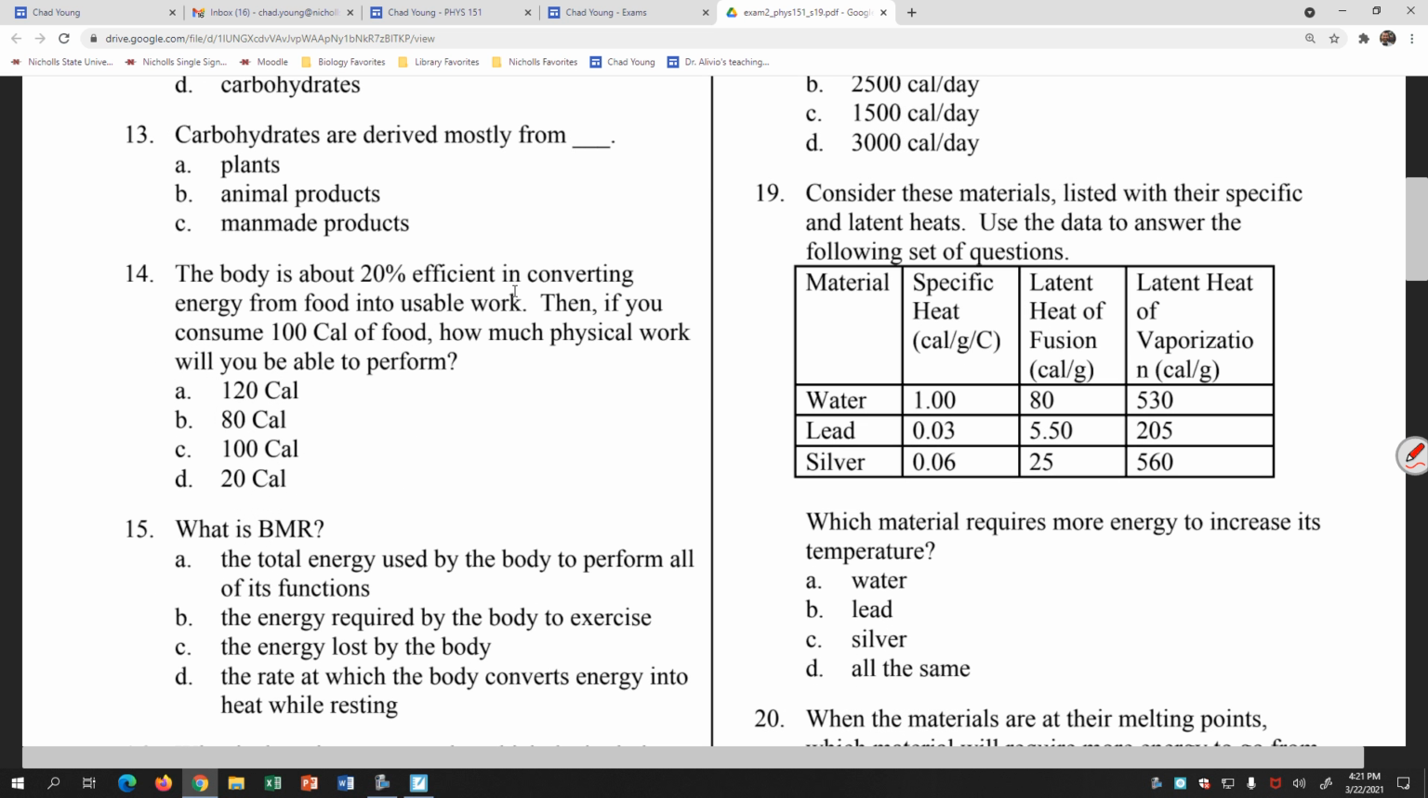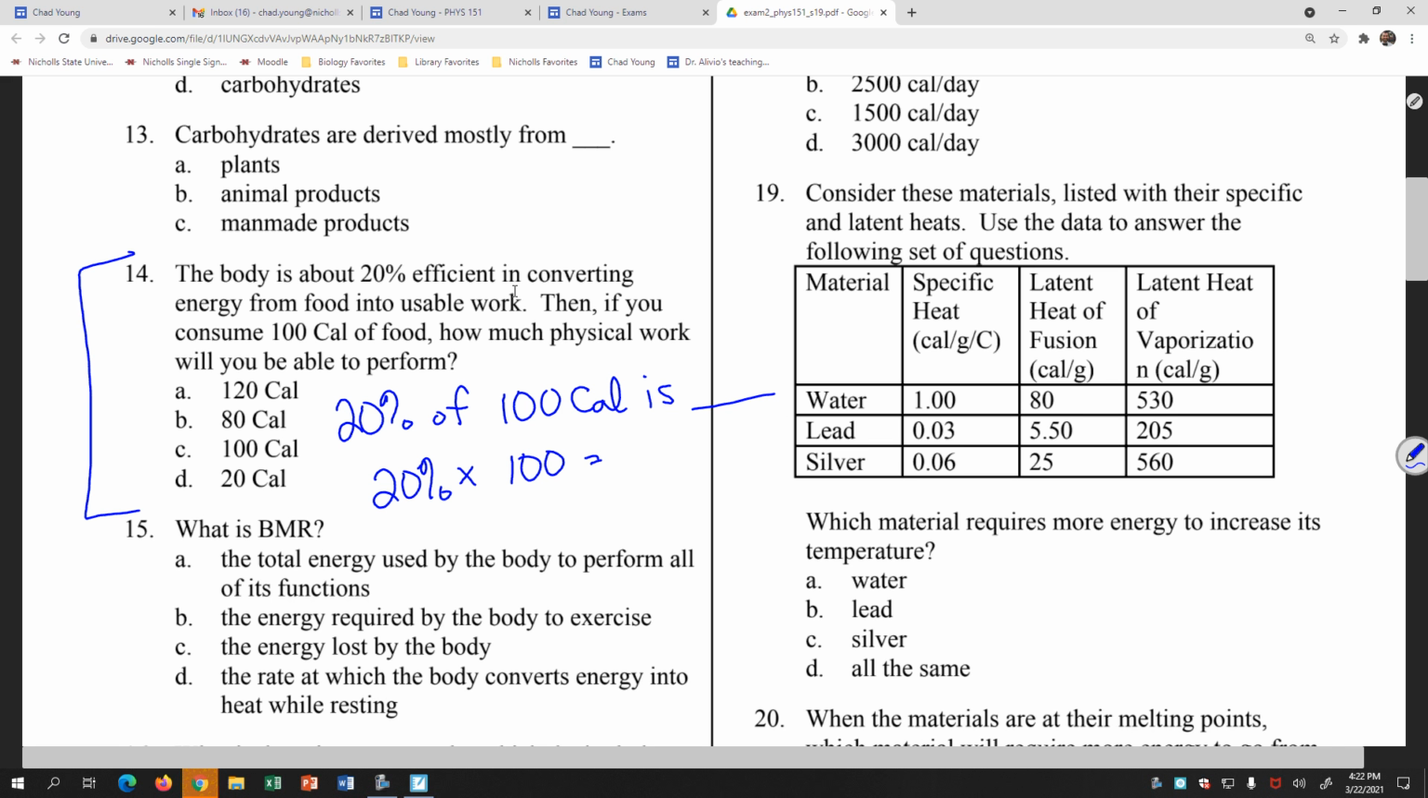Okay, so here is a good question about efficiency. This is about the body. The body is about 20% efficient in converting energy from food into usable work. Then if you consume 100 calories of food, how much physical work will you be able to perform? So I get 20% out of that energy that I consume in work. So 20% of 100 calories is the amount of work that I'll get. So that's 20% times 100.